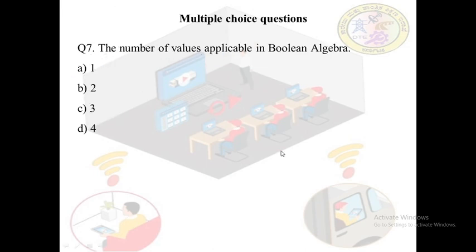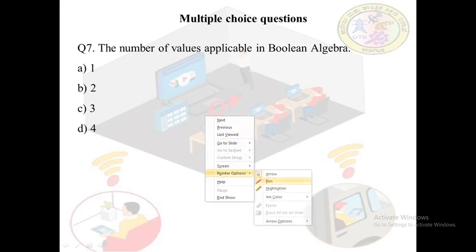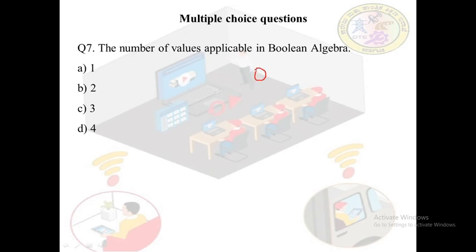The number of values applicable in Boolean algebra. In Boolean algebra, the number of values applicable is only 0 and 1. There cannot be any number except these two, because Boolean algebra is applied with binary numbers. Therefore option B, 2, is the right answer.